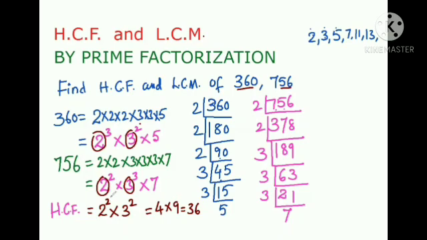That means the product of the smallest power of each common prime factor of the numbers is called HCF of the numbers.